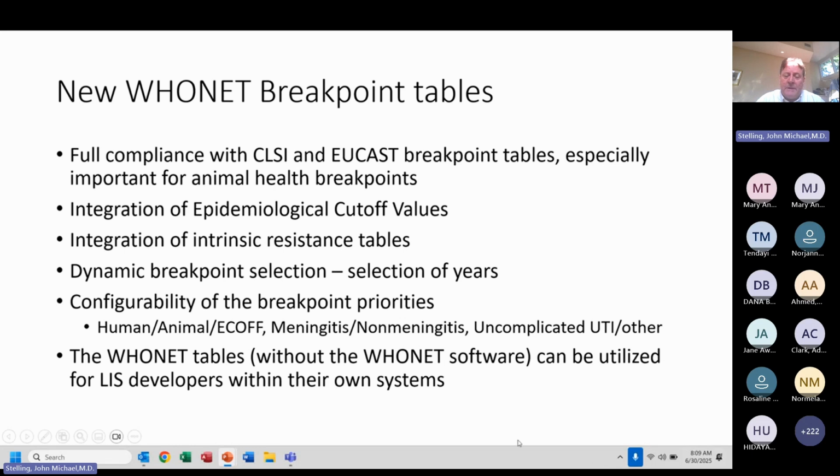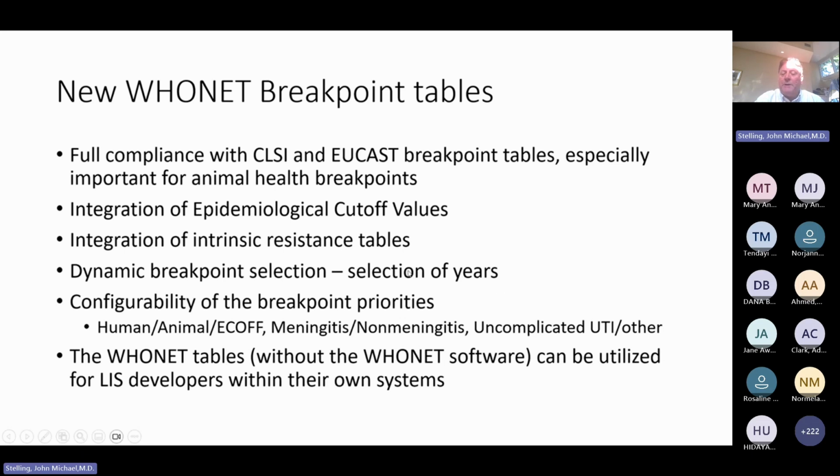Dynamic breakpoint selection. Today, I want to analyze my data with the 2020 breakpoints, or the 2025 breakpoints, or the 2016 breakpoints. That was not possible with our old tables. With the new tables, you can dynamically change the years. Having said that, we don't generally recommend that you change the years. If you are analyzing data from 2010 today, you should not use the 2010 breakpoints. You should use the 2025 breakpoints. That is a CLSI M39 recommendation.